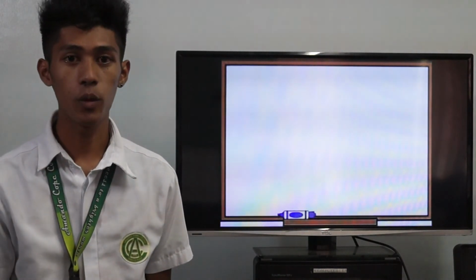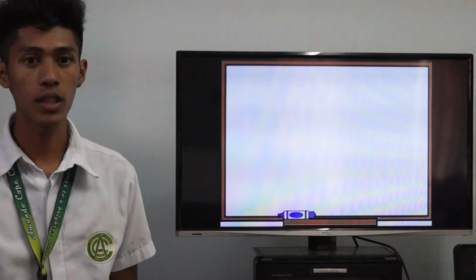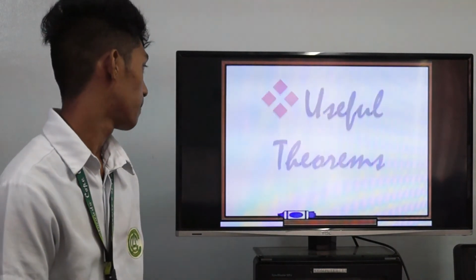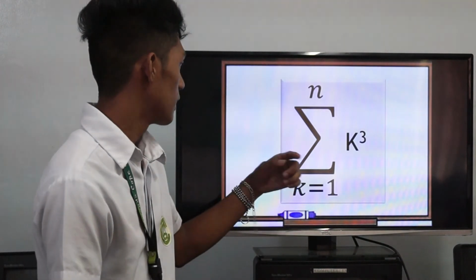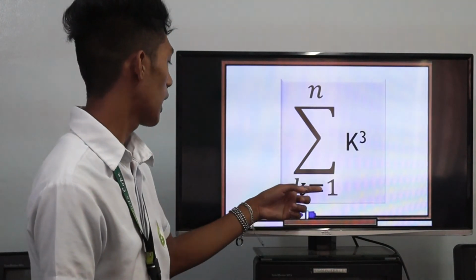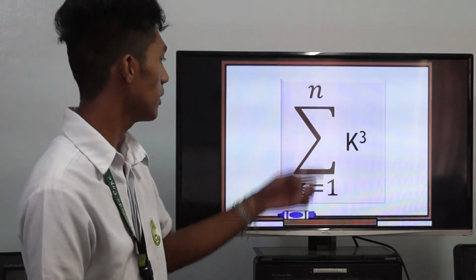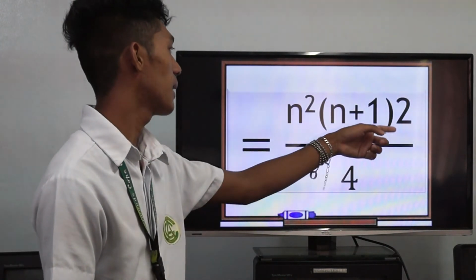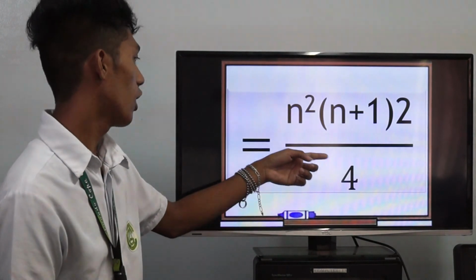The next theorem will help you find the sum of consecutive cube numbers, and this can be written as the summation of k cubed where k runs from 1 to n is equal to n squared times the quantity n plus 1 squared all over 4.